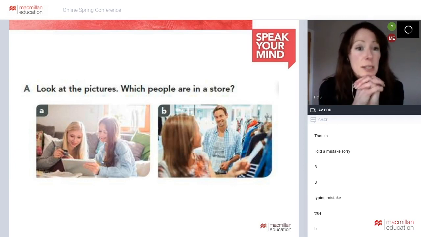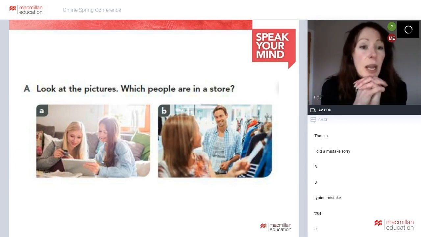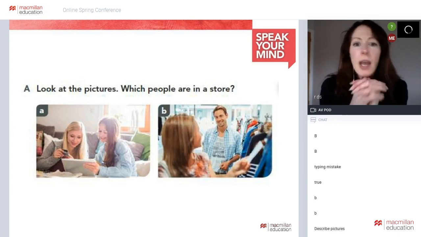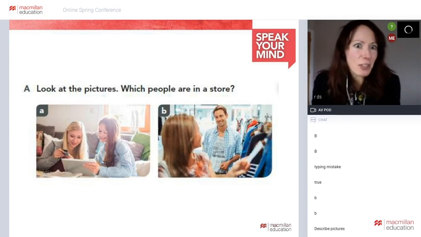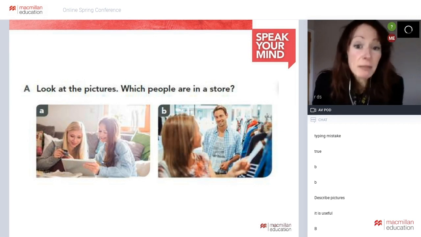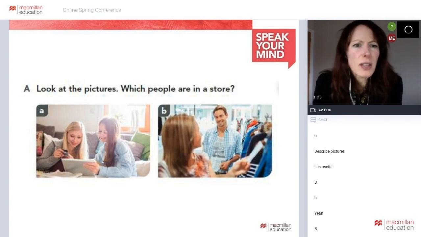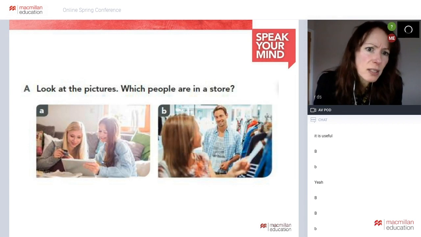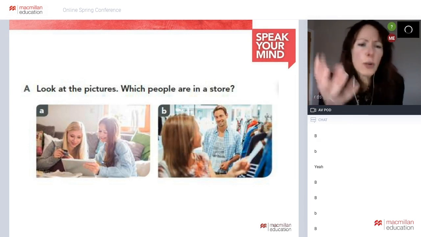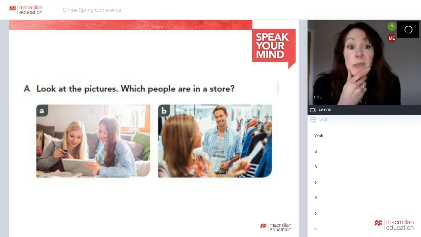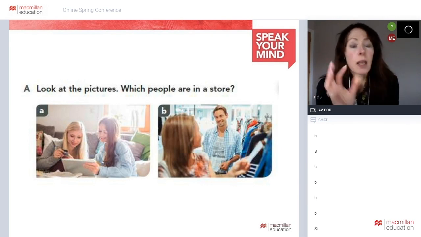So here, if we look at the slide, we've got 2 pictures, and the instruction is look at the pictures. Which people are in a store? And fantastic, you're all answering already anyway. So B, and that's because you don't need any language at all to do that, do you? I know that a store, there's going to be some clothes hanging up, there's going to be a window to the store, there's all the things that we know are in a store, in contrast to A, which is presumably a domestic setting.